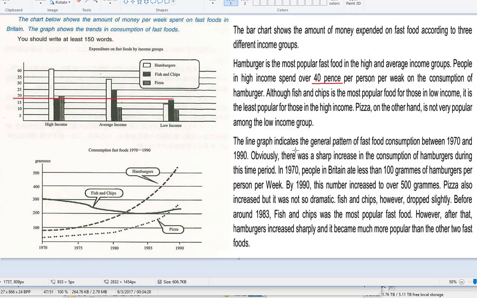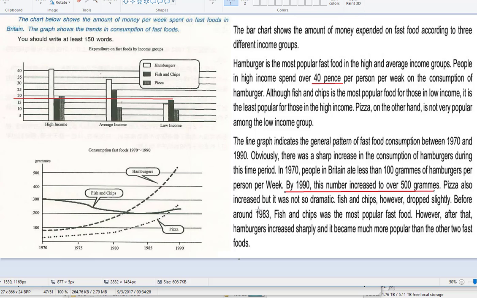The line graph indicates the general pattern of fast food consumption. Yeah. Obviously, there was a sharp increase in the consumption of hamburgers during this time period. This is too lengthy. These 2 sentences should be combined so you can get this number in. So it went from 100 grams to over 500 grams. Why is this a different sentence? I don't know why this is over 3 sentences. You just need 1 sentence to tell us this.